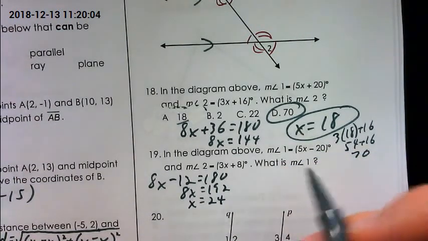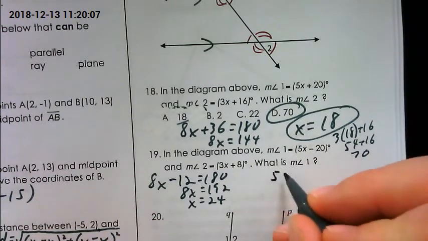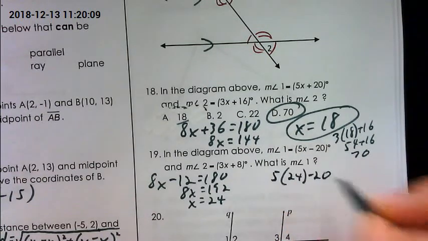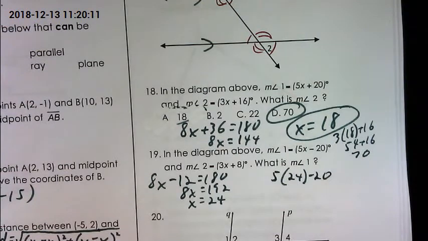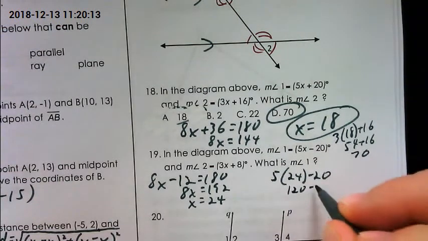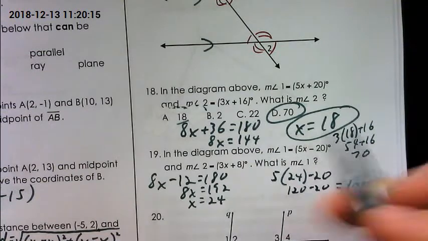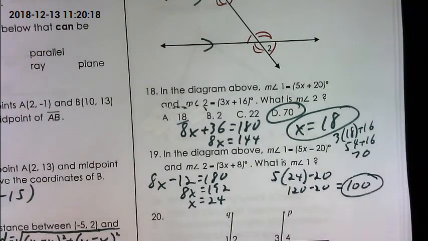This time they want angle 1, so we have to plug into this equation. 5 times 24 minus 20. 5 times 24 is 120, minus 20 is 100. That one is not multiple choice. So that also made it a little challenging.